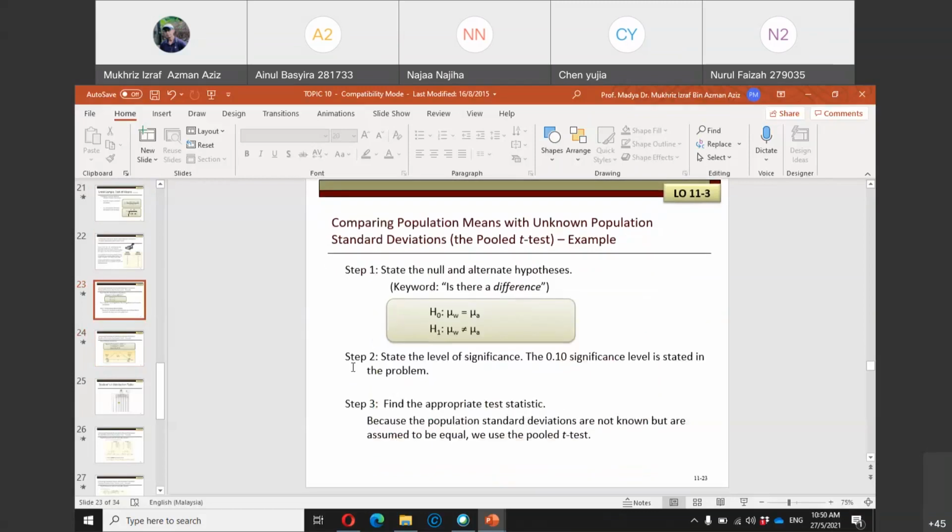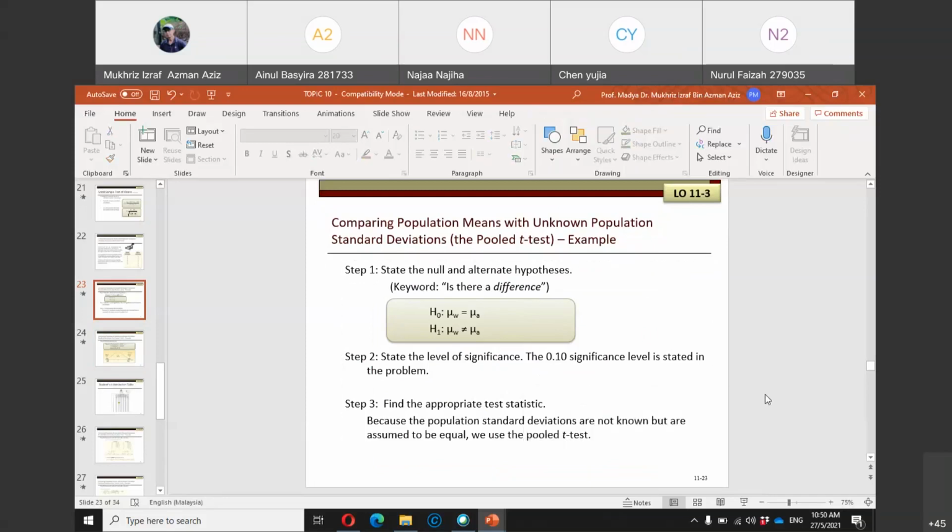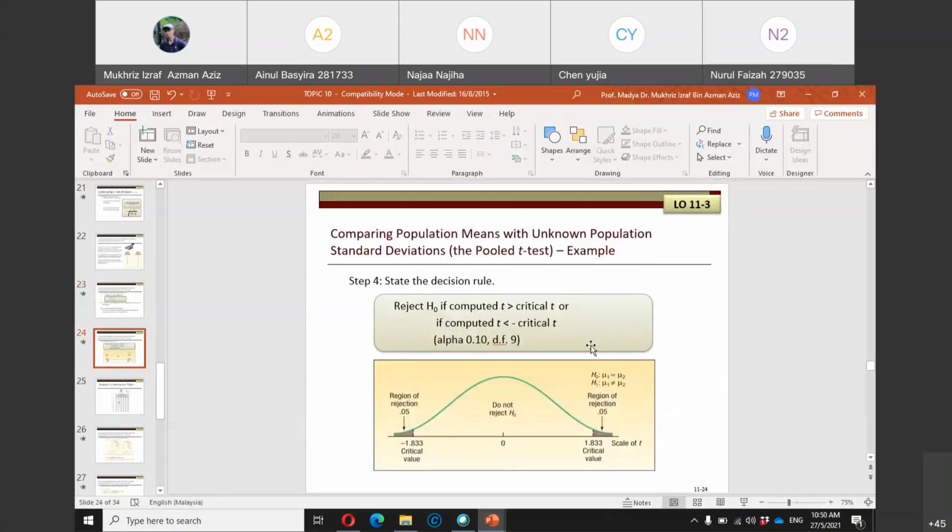Step number 2, you are given the alpha 10%, not 1%. Here I think they are using a bigger alpha, 10%. And then the test, we are going to use the pooled t-test, so just add the word pooled here. Even if you don't put the word pooled and just mention t-test, it is still correct, because t-test refers to the t distribution.